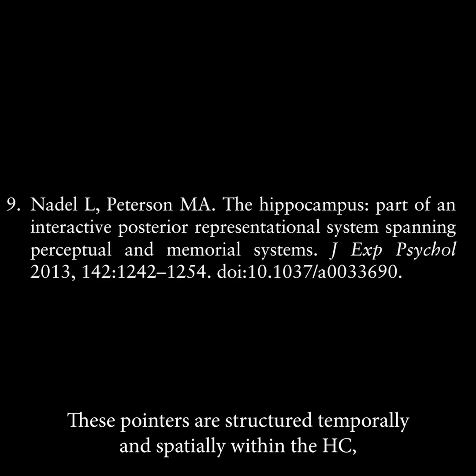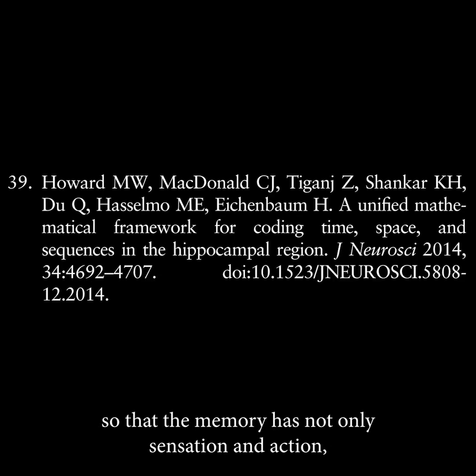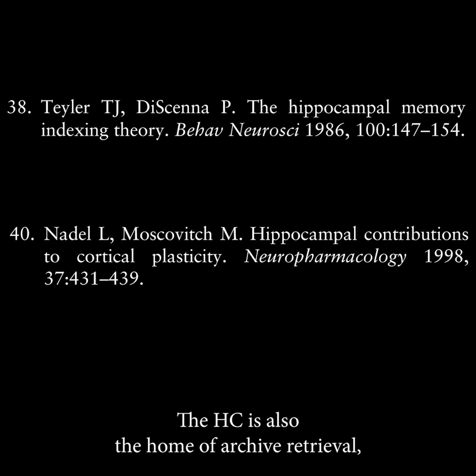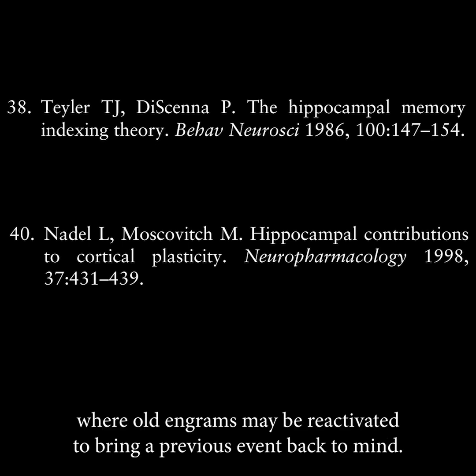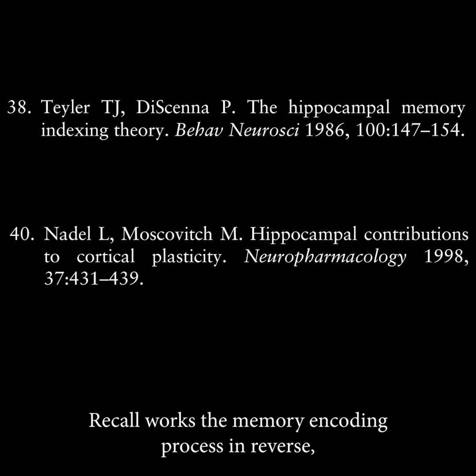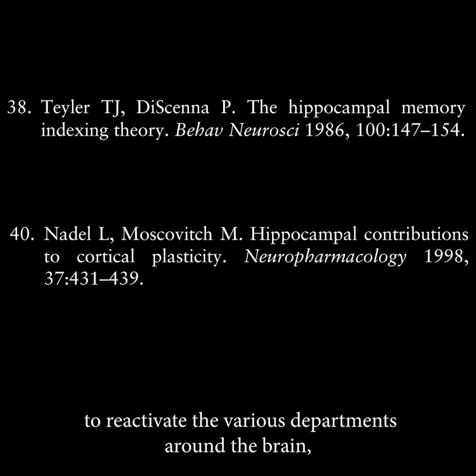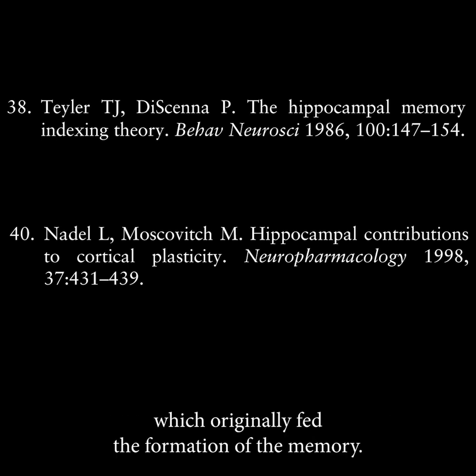These pointers are structured temporally and spatially within the HC, so that the memory has not only sensation and action, but also sequence and a 3D sense of space. Memory recall. The HC is also the home of archive retrieval, where old engrams may be reactivated to bring a previous event back to mind. Recall works the memory encoding process in reverse, using the spatiotemporal sequence of pointers to reactivate the various departments around the brain which originally fed the formation of the memory.